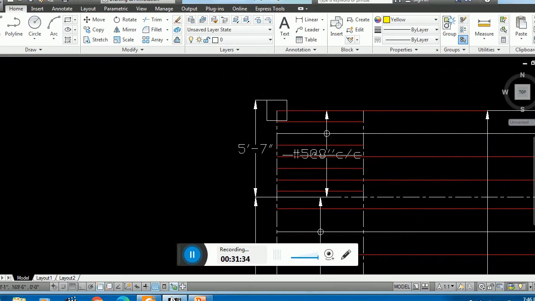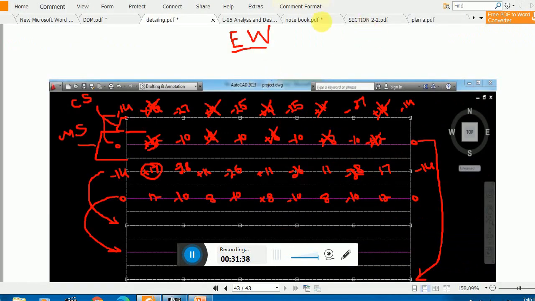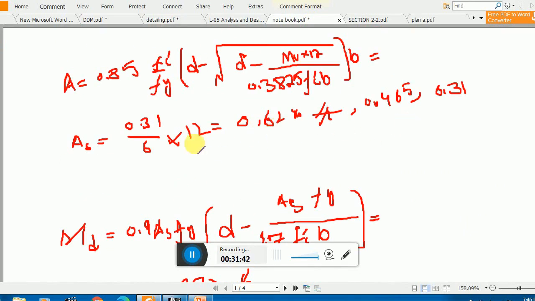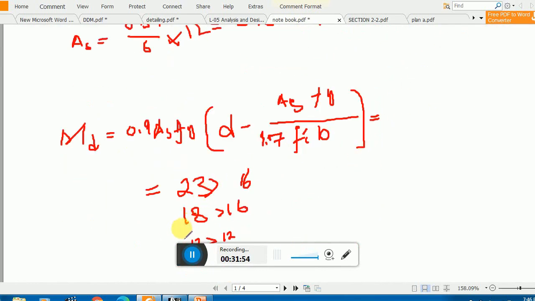So I already did the calculation here. You see, if I am placing number 5 bar at the rate of 8 inch, it will give me the amount of steel, that is 0.465. And when I did the calculation, it gave me a moment of 18, which is already greater than 14. So this means I am eligible to place the bars at number 5 at the rate of 8 inch center to center, okay.